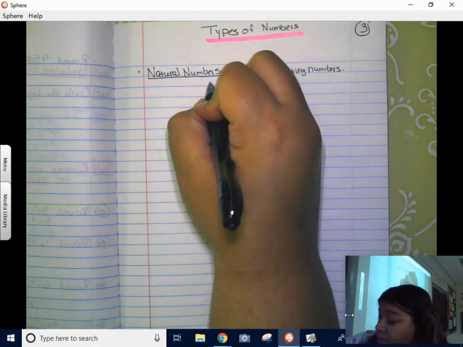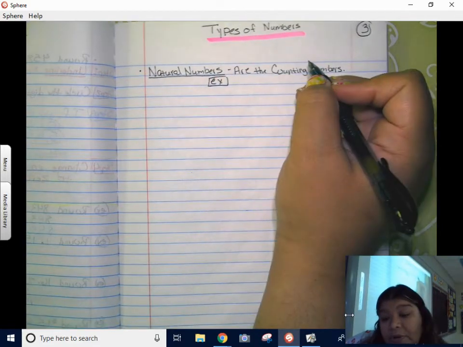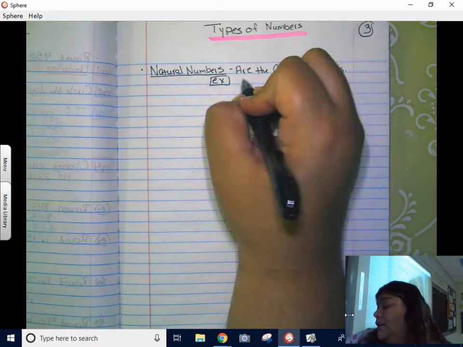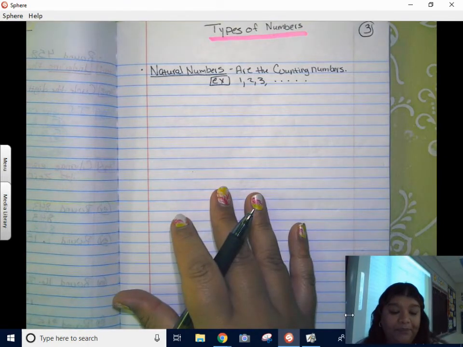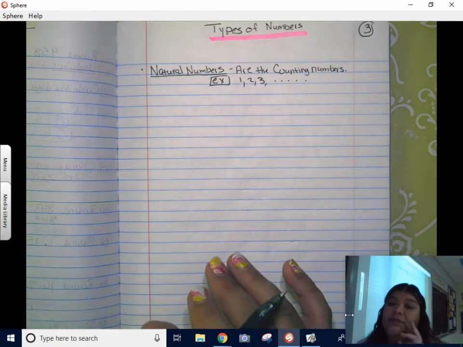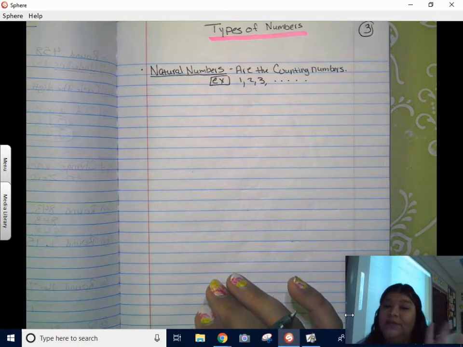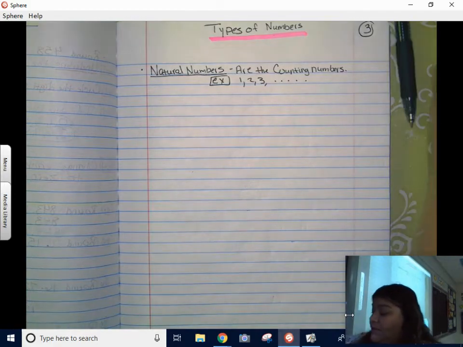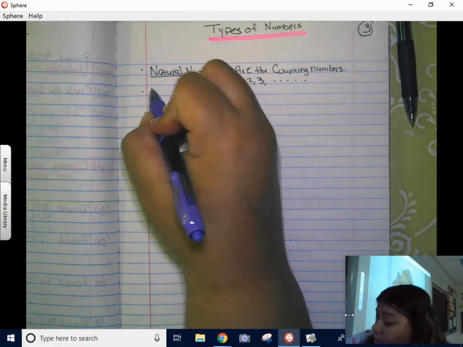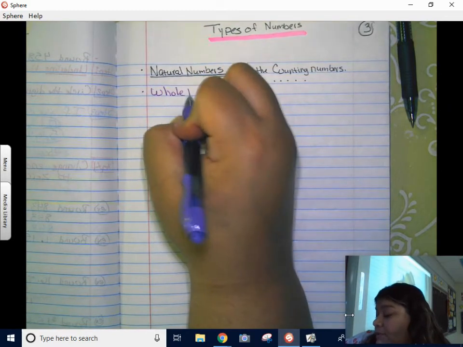So some of the examples of natural numbers are just your counting numbers. So the way you would count. So 1, 2, 3, and it keeps on going from there. Okay? But remember, no fractions, no decimals, no negatives, and no zeros. So they are the smallest of the types of numbers. They're very particular of who gets to be in their little group. Okay? Now, the next one after the natural numbers would be your whole numbers.